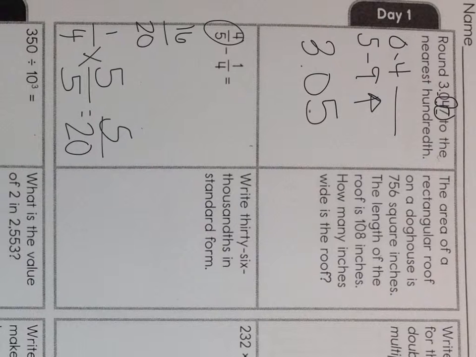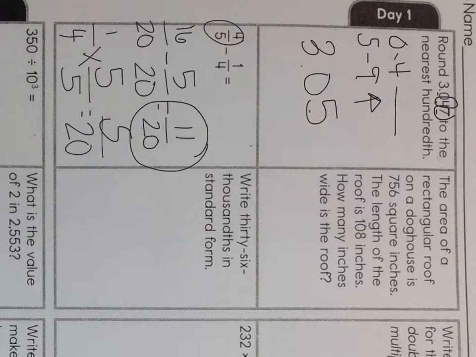So now we can subtract 16/20 minus 5/20. 16 minus 5 is 11, and your denominator stays the same. So you have 11/20 as your answer.